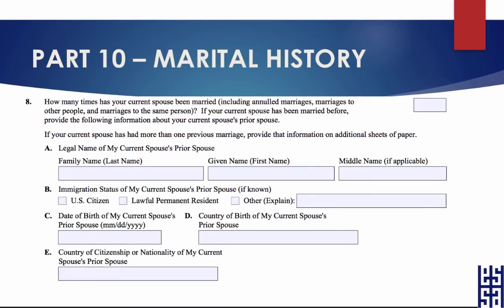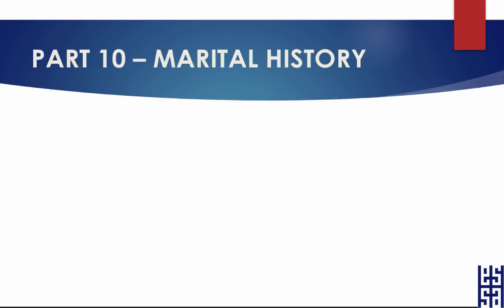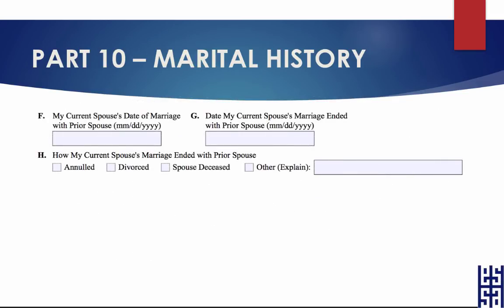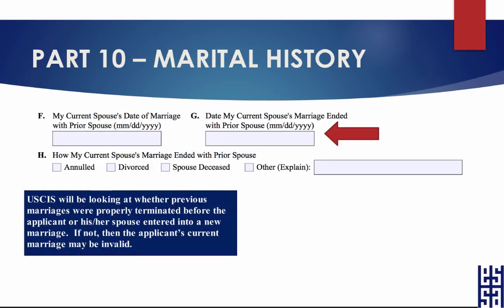If your spouse was previously married, provide information about any and all previous spouses. If more space is needed, please attach an additional sheet of paper. USCIS will be looking at whether previous marriages were properly terminated before you or your spouse entered into a new marriage. If not, then your current marriage may be invalid.